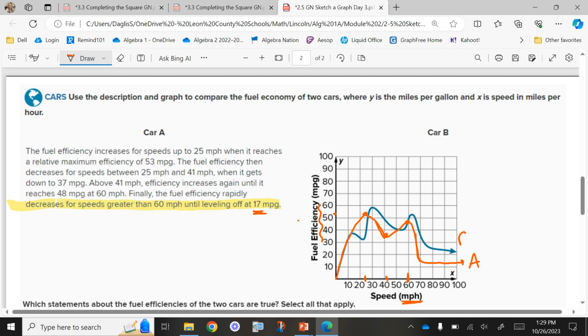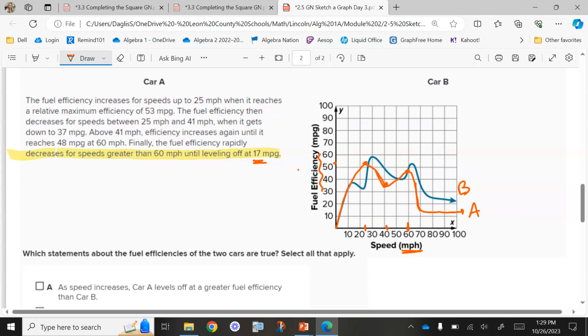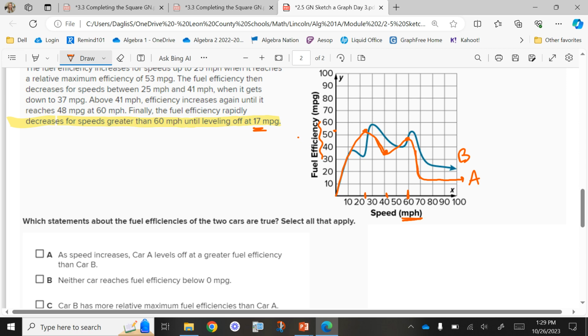Yep. So we have car A and we have car B. Okay, here we go. Let's compare these guys. Select all that apply. So we're going to check them off or X them out as we read them. As speed increases, car A levels off at a greater fuel efficiency than car B. So which one levels off the highest? B. B is the highest, right? It says car A levels off greater than B. So that's wrong. Okay? Because technically, B leveled off higher than A did. See how B is above it on the very end? Okay.